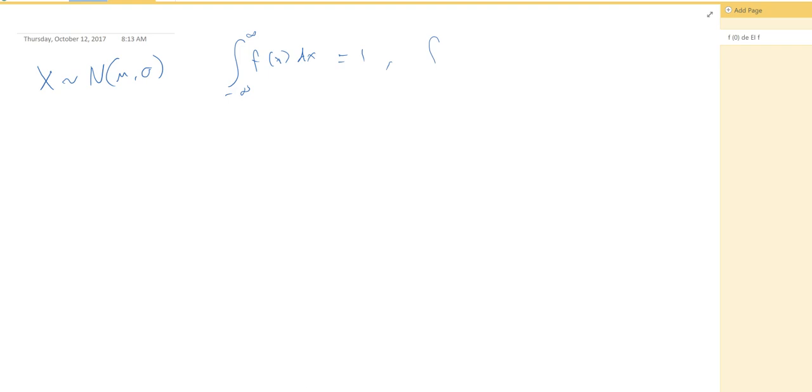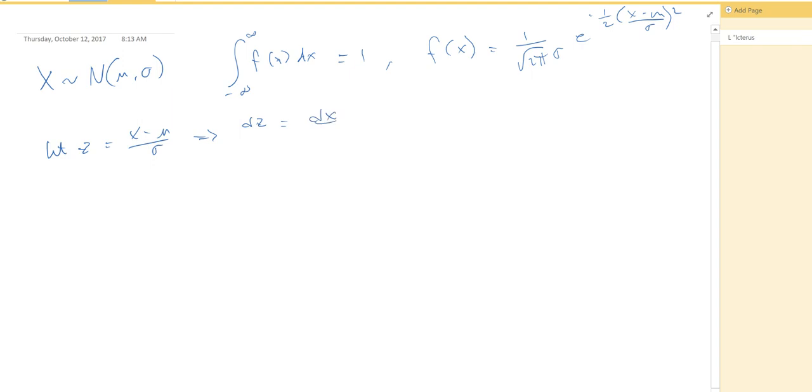Here f of x is equal to 1 over square root of 2 pi sigma, e to the negative half of (x minus mu over sigma) squared. We let z equal x minus mu over sigma. This is a standard normal. We are going to make this substitution, so dz is equal to dx over sigma.